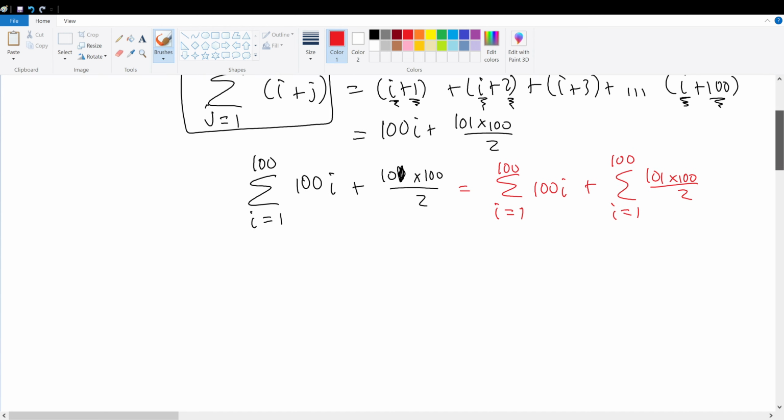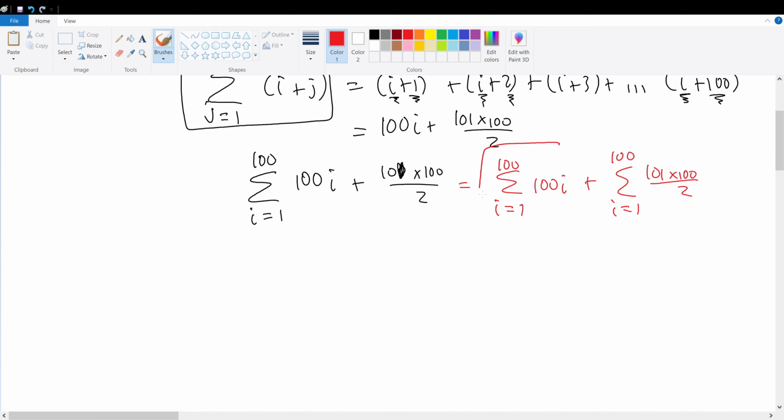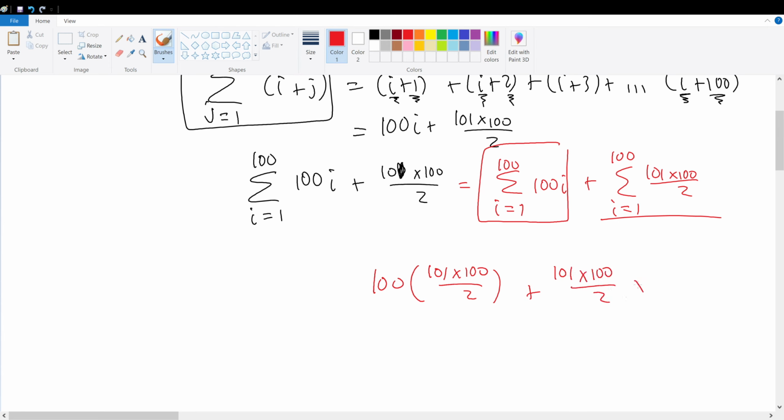If I scroll down here, what is this expression equal to? Well, that is the same thing as 100 times 101 times 100 divided by 2, right? And then what is the second one equal to? Well, that is just the same thing as adding this constant 100 times. So this is the same thing as 101 times 100 divided by 2 times 100.